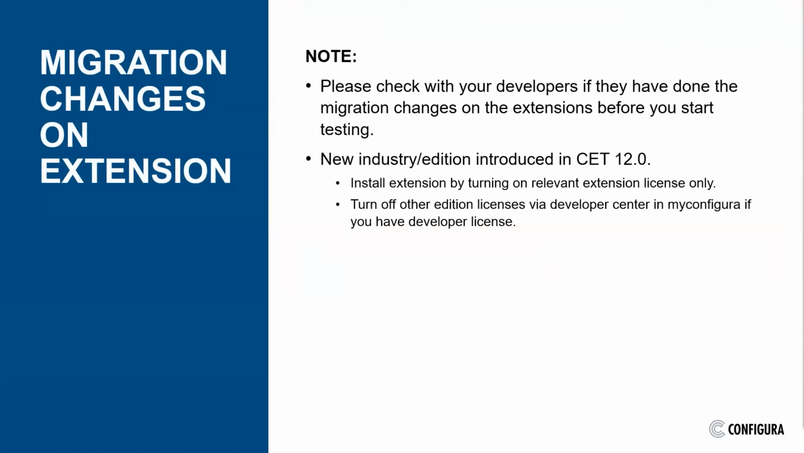All right, so before I start going through the changes in CET 12.0, please take note of this. First, please check with your developers if they've already done the migration changes on the extension before you start testing. Second, because of the new industry edition introduced in CET 12.0, please install your extension by turning on the relevant extension edition license only. And you could turn off the other edition licenses via the developer center in My Configura if you are using the developer license. All right, so let's proceed with the 12.0 QA testing guide.